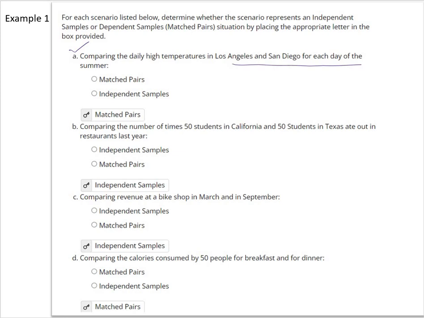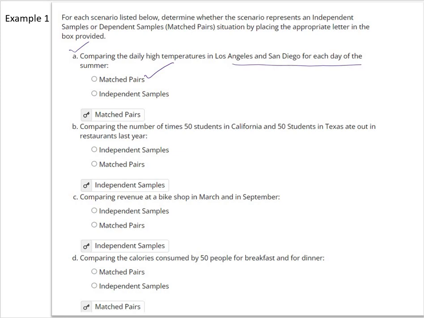So on the same day, the temperatures are connected. If the temperature in Los Angeles is high on a summer day, then the same effect will be high in San Diego also. That means they are connected. That means they are matched pairs, or dependent, right? So that's the meaning of that one. They are matched pairs.